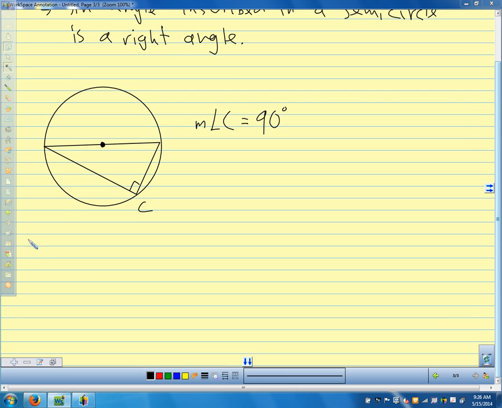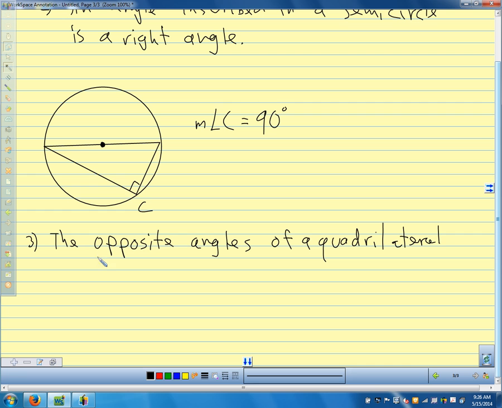And then our last corollary has to do with quadrilaterals. The opposite angles of a quadrilateral inscribed in a circle are supplementary.